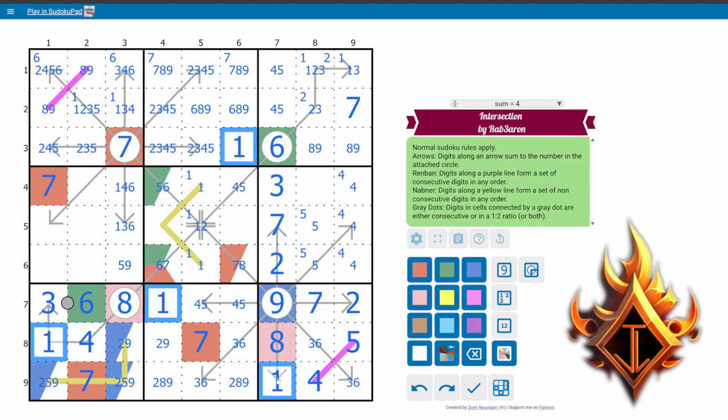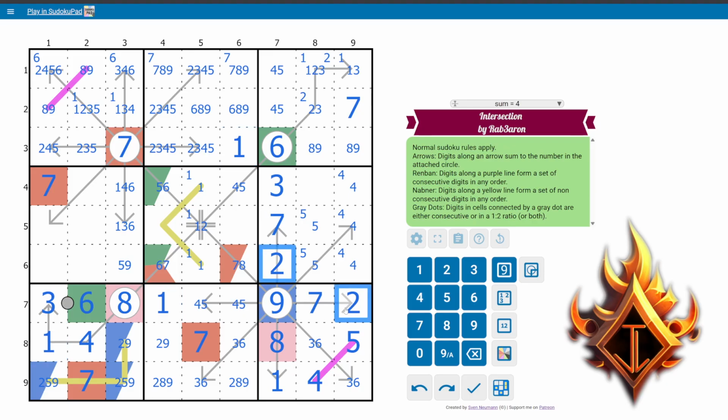Okay, Sudoku. I don't know that I've looked at Sudoku in what feels like ages. 2. 2 can be there. 2 has loads of places. 2 has to be here. 2 can't be up there. So 2 is in one of these.